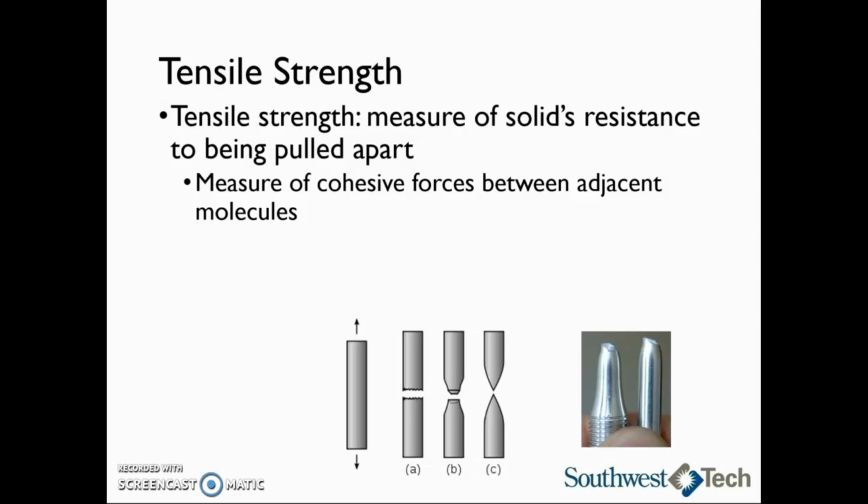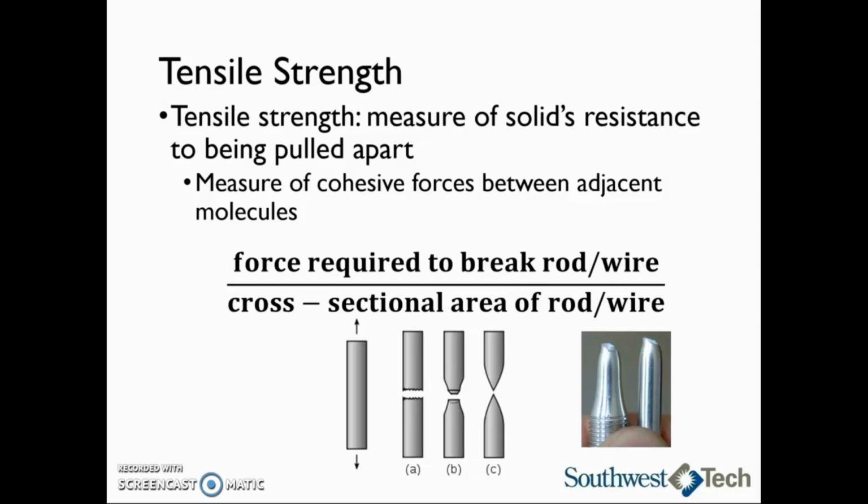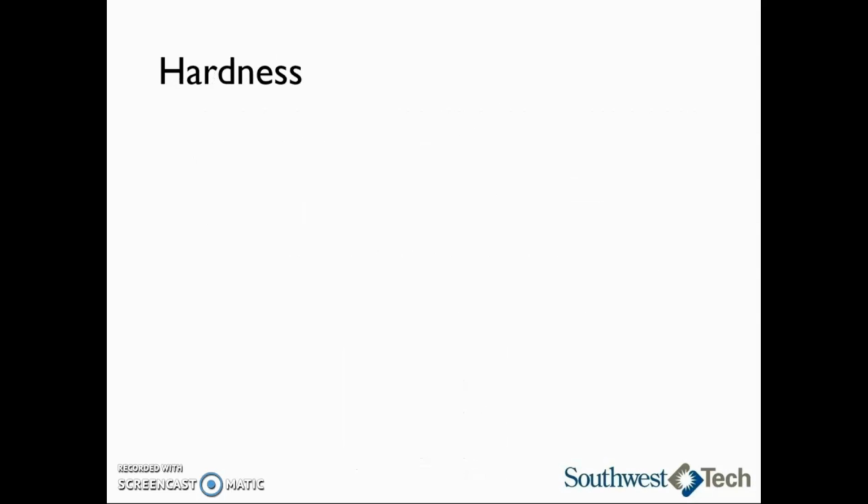To find the tensile strength of an object, you take the force required to break the rod and divide that by the cross-sectional area of the rod. Essentially, the tensile strength is a measure of the ratio of the force required to break the object to its area. The fourth property of solids is hardness.